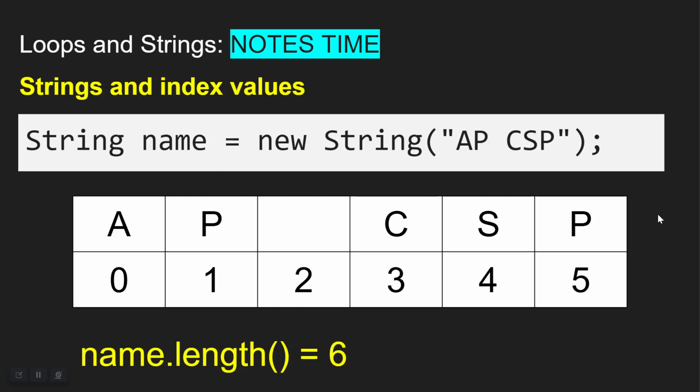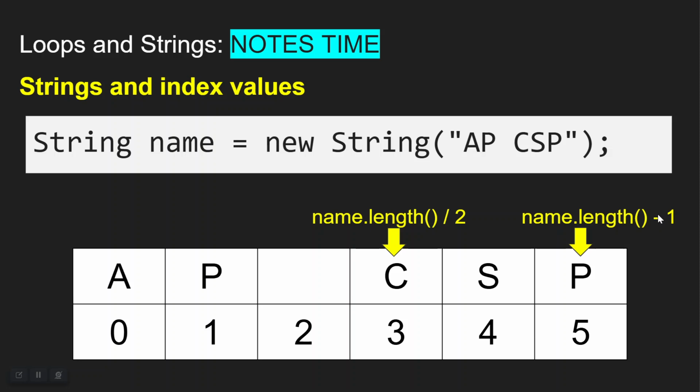Now that we're going to start looping through strings, there are a few things that we're going to want to remember as well. First off, it's very useful to remember that the last character of any string can be referred to by name.length minus 1. So name.length minus 1 will give you the index value of this particular character.